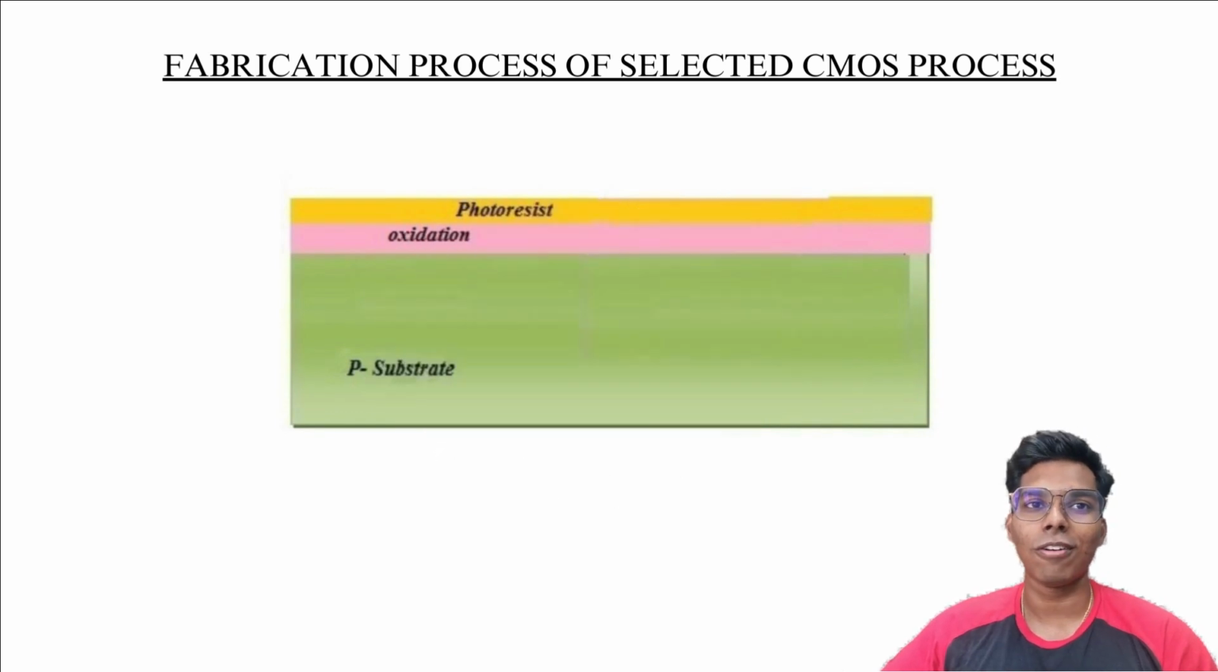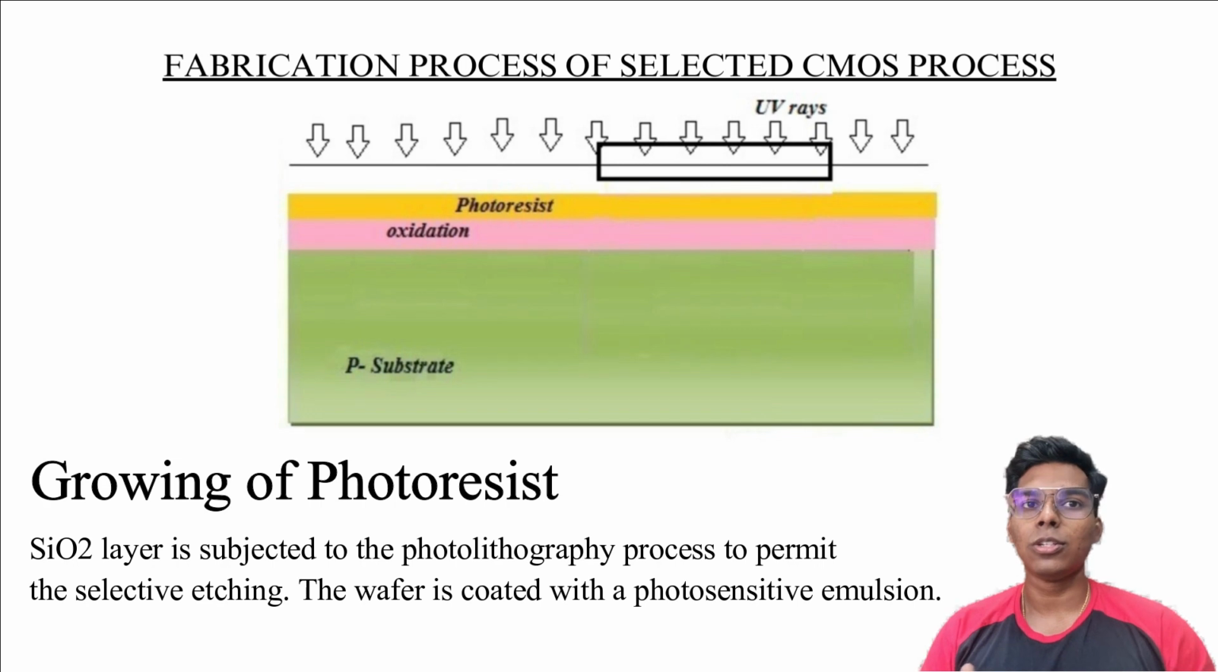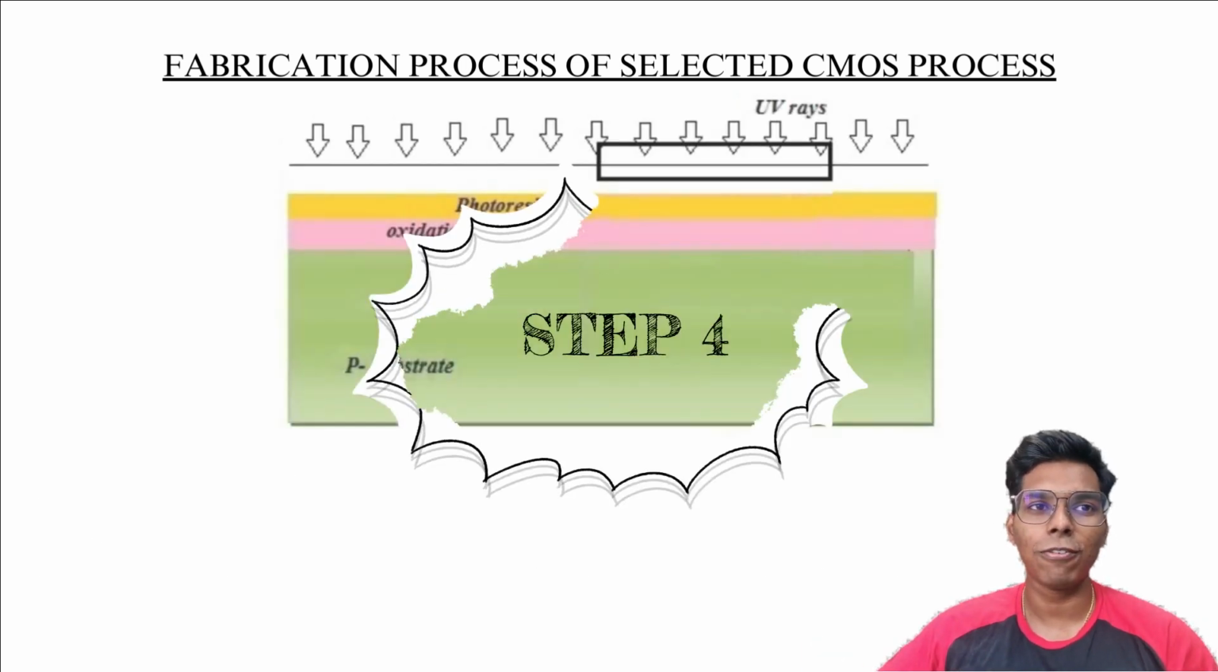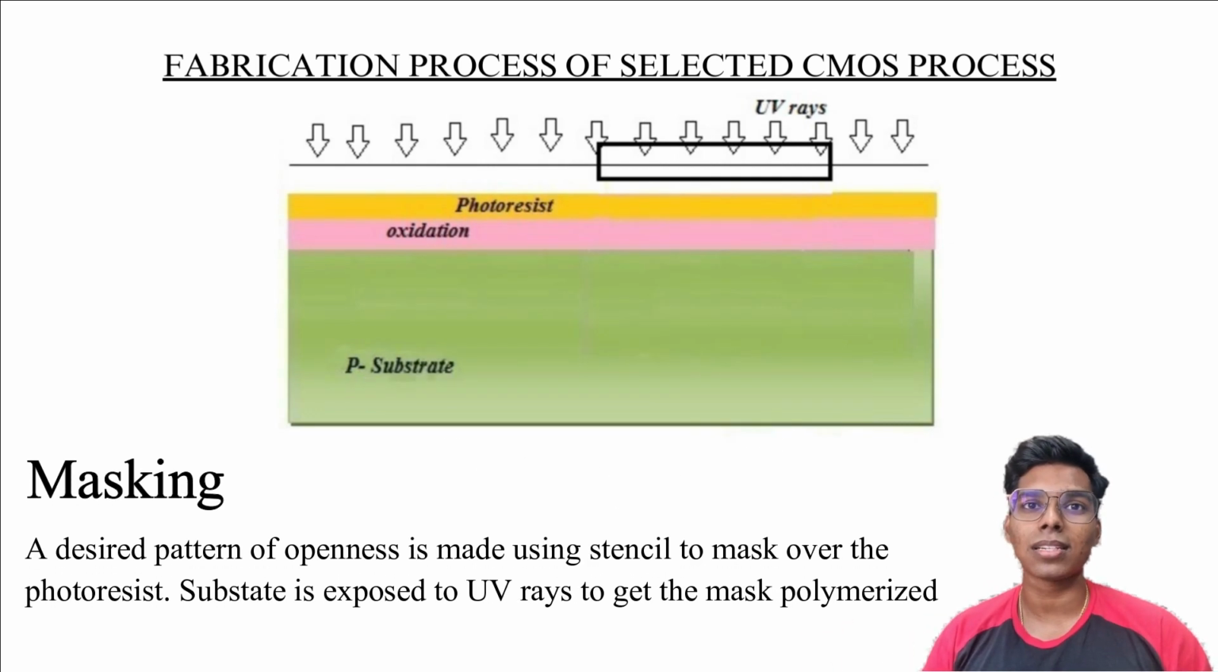layer. Next is step 3, which is growing of photoresist. Next, we are going to use a photosensitive emulsion in a process called photolithography. It's like applying a special film to our wafer to allow for selective etching. Step 4 is masking. Now, let's get creative. We use a stencil mask to create a specific pattern on our photoresist. Think of it like projecting light through a stencil to make a cool design. This light exposure hardens the photoresist in the exposed area.